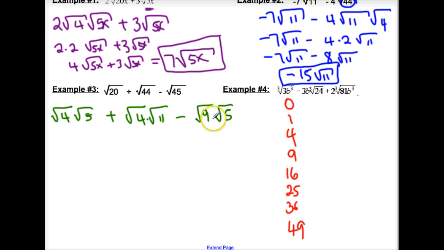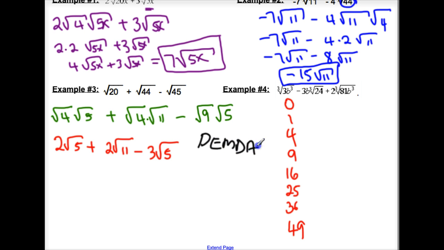These are my perfect squares. Now this becomes 2 radical 5 plus 2 radical 11 minus 3 radical 5. And again, because it's addition and subtraction, I have to make sure I use PEMDAS. I do addition and subtraction, whichever comes first, from left to right.